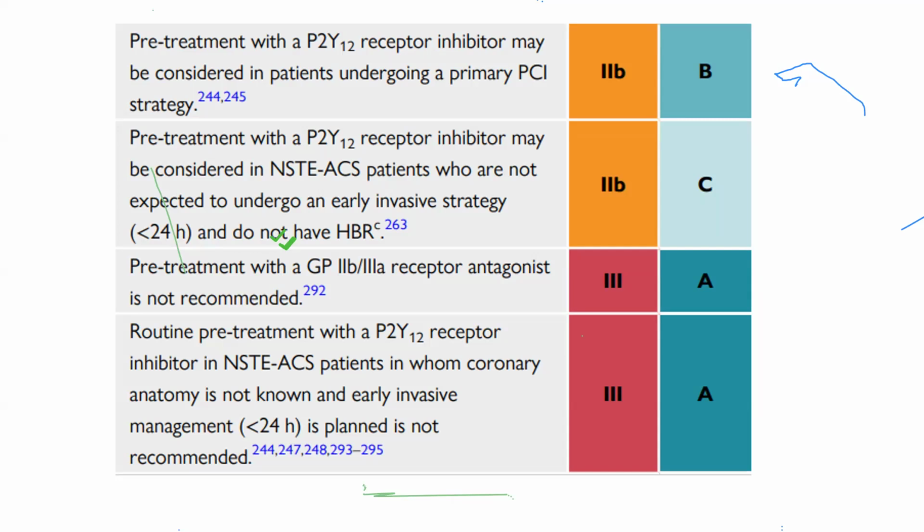Pre-treatment with P2Y12 receptor inhibitors may be considered in non-STEMI patients who are not expected to undergo an early invasive strategy and do not have a high bleeding risk. That's a 2B. Pre-treatment with glycoprotein 2B3A receptor antagonist is not recommended. As stated earlier, they are used for rescue when there's no reflow or you have complications. Routine pre-treatment with P2Y12 receptor inhibitor in non-ST elevation acute coronary syndrome patients in whom coronary anatomy is not known and early invasive management is planned is not recommended.